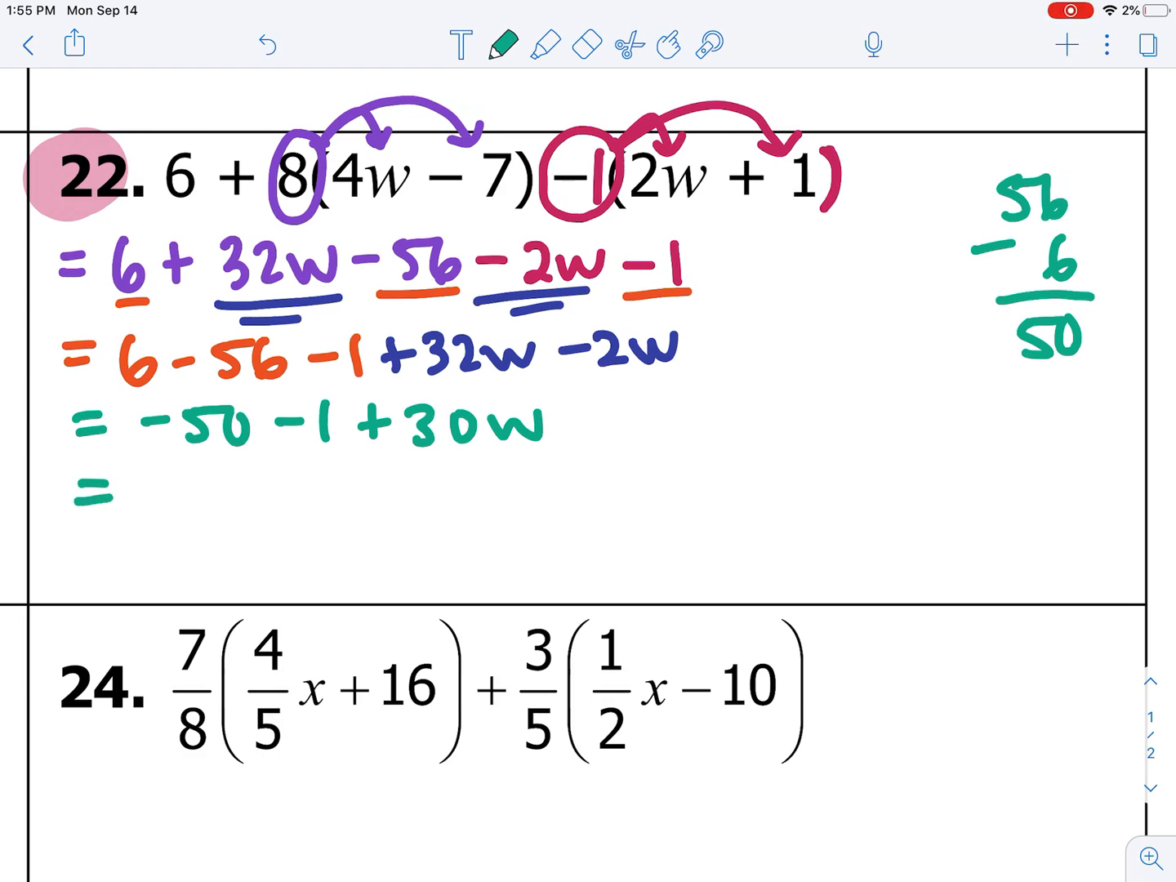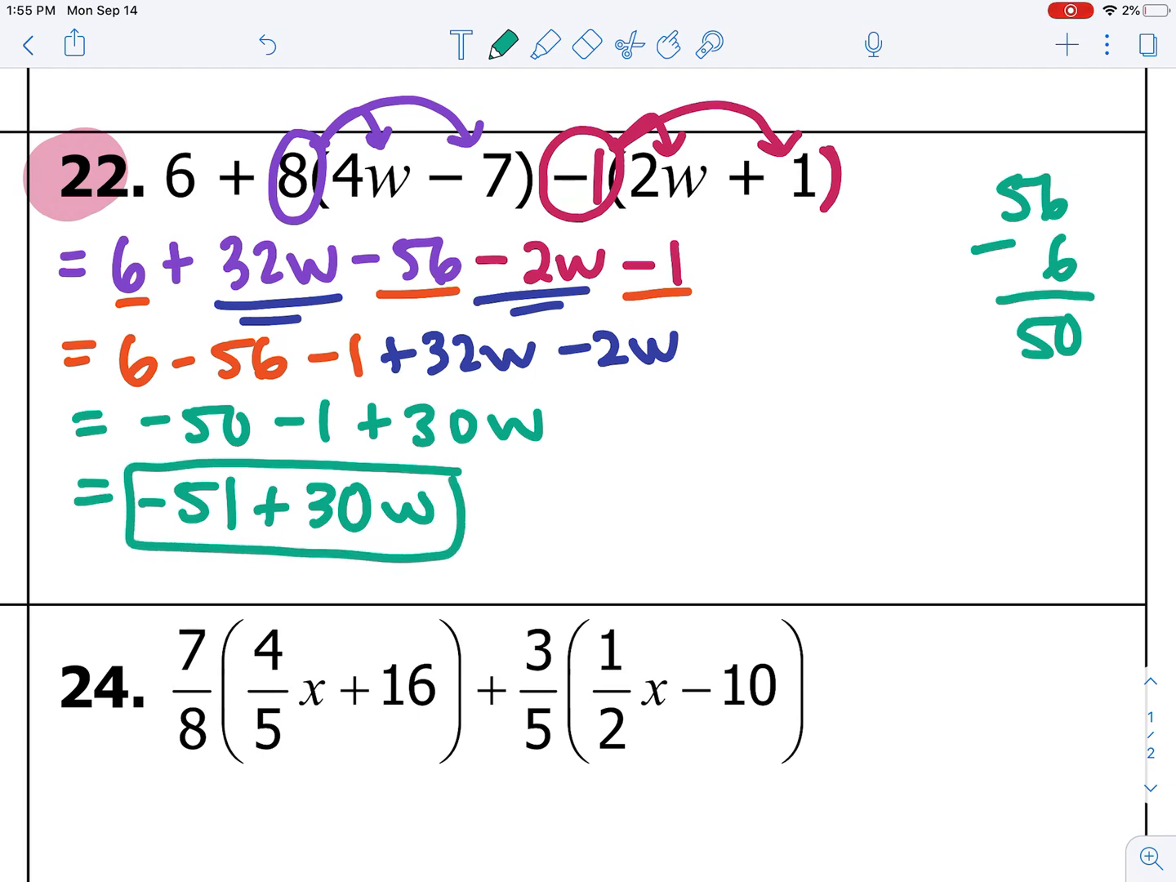And our last two numbers we need to combine. Negative 50 minus 1. Both of those numbers are negative, so we add. 50 plus 1 is 51, but since they're both negative, the result is also negative. So our final answer is negative 51 plus 30w.